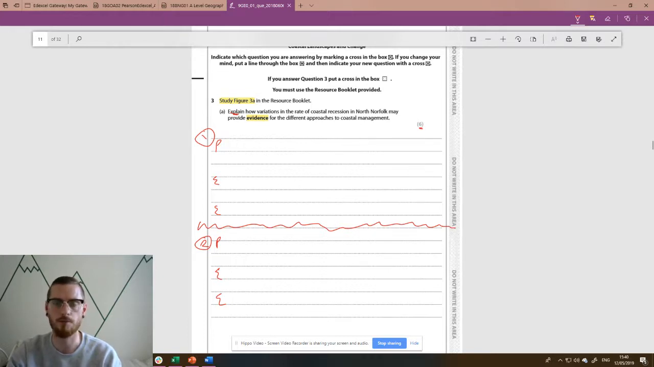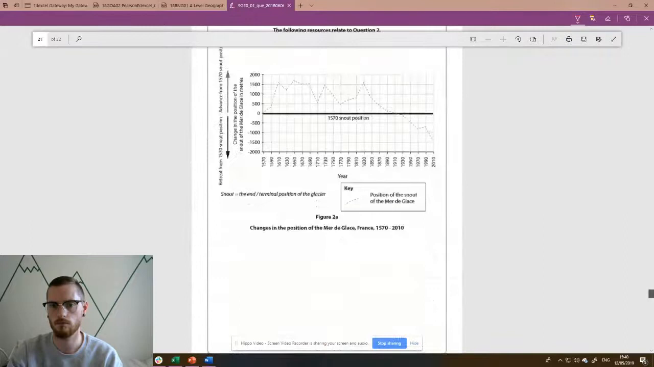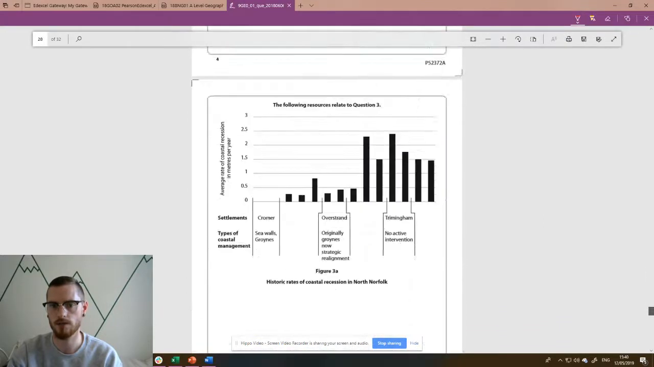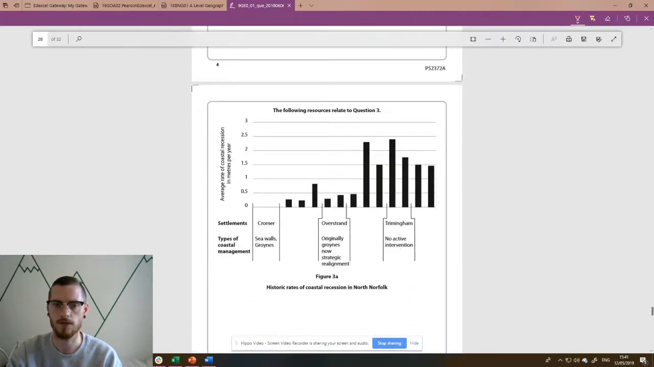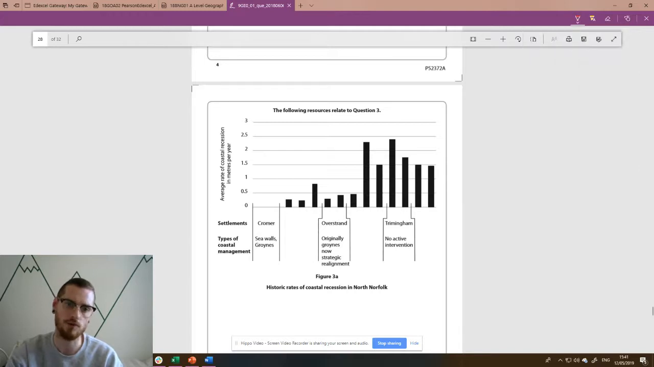The evidence is from the figure, and this question came with this resource here. Okay, this is 3A, and it gives you lots of information here. It tells us here the average rate of coastal recession in meters per year, so we can quote this information in our answers. It's given me 3 different places: Cromer, Overstrand, and Trimingham.